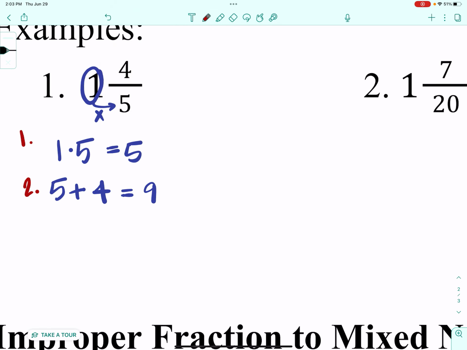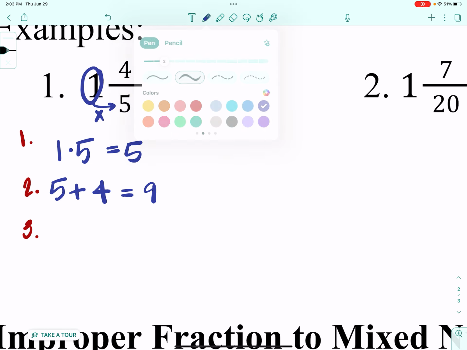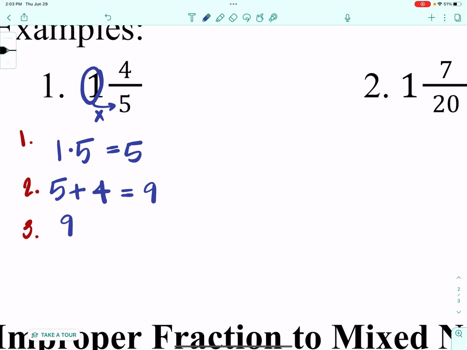Step 3 said to take that answer, so the 9, and write it over the original denominator. So 1 4/5 is the same as 9/5 if we change it back to its improper form. So we'll do another one.